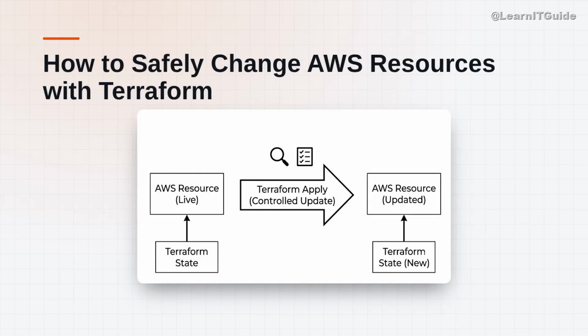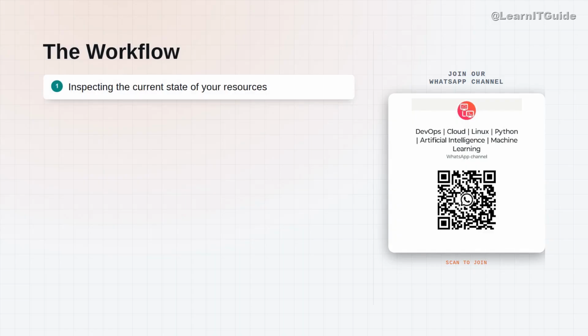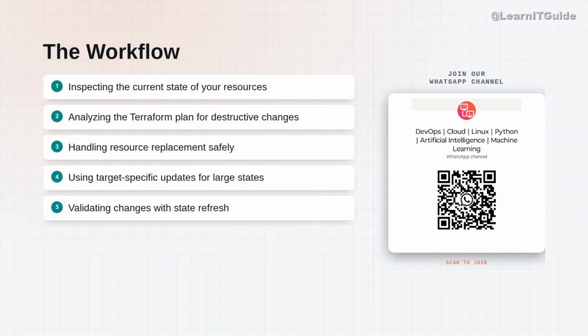Today, we are moving beyond basic deployments. We are looking at the specific high-stakes process of updating live infrastructure that is already under Terraform's control. We have a packed agenda. We will start by inspecting the current resource state. Next, we will learn to read the Terraform plan to spot destructive changes before they happen. Then, we will cover how to manage resource replacement, how to use target-specific updates for complex environments, and finally, how to validate your infrastructure with a state refresh. Watch the full video without skipping any content to understand it better.